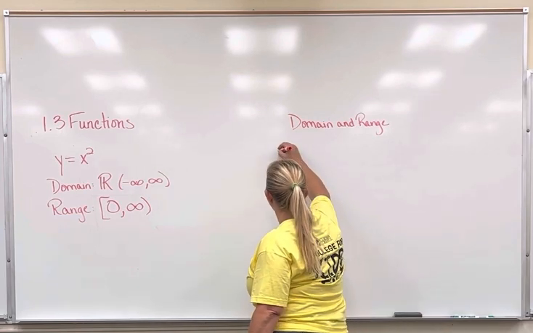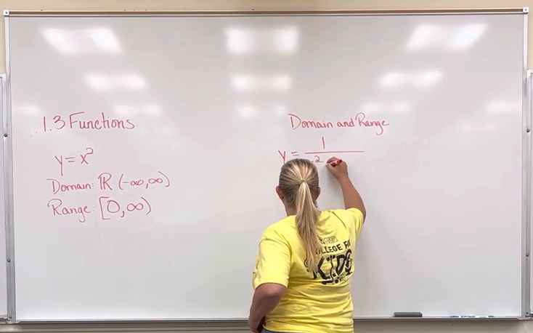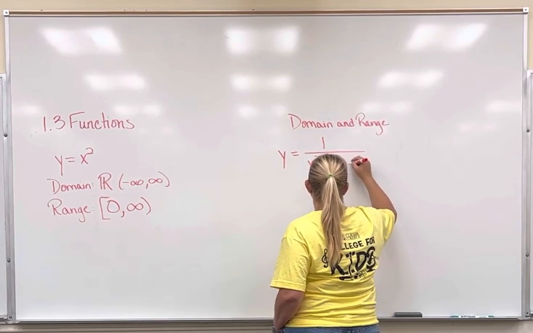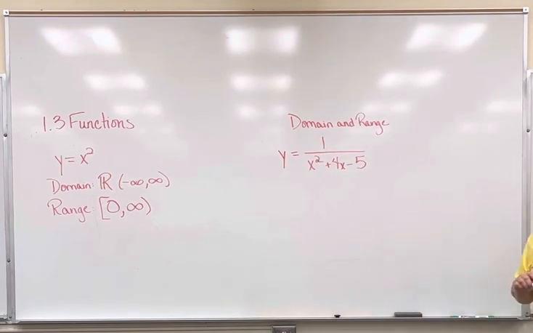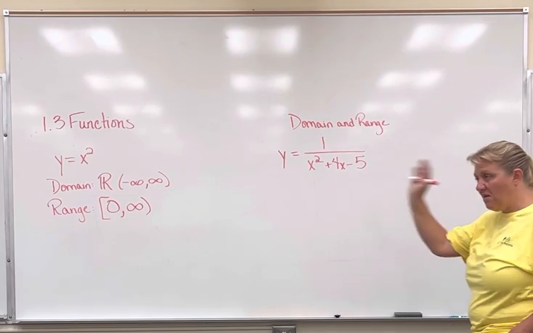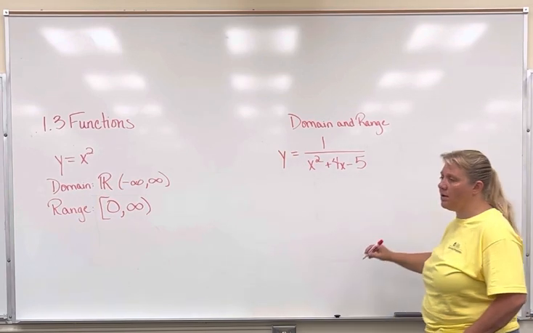So let's say that we had y equals 1 over x squared plus 4x minus 5. So now what we need to think about is what type of numbers we can plug into a fraction. And normally, when we're dealing with fractions, we're not going to focus on the range. I'm just going to ask you about the domain in this one. We'll deal with fractions in, I think, chapter 2, but anyway, we're just focusing on the domain here.